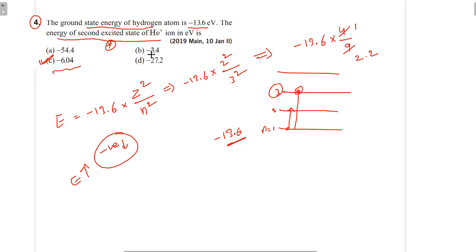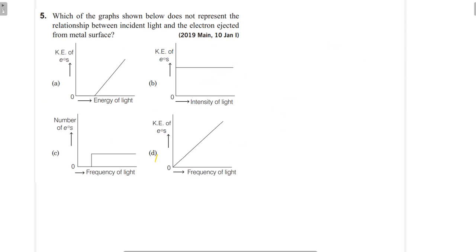See the values. One is 3, 54, 27, like that. Easily you can guess that 13.6 by 2.2 means approximately 6. That is the answer. So here also it is a direct question. It is just a formula. If you remember, you can solve this question easily.